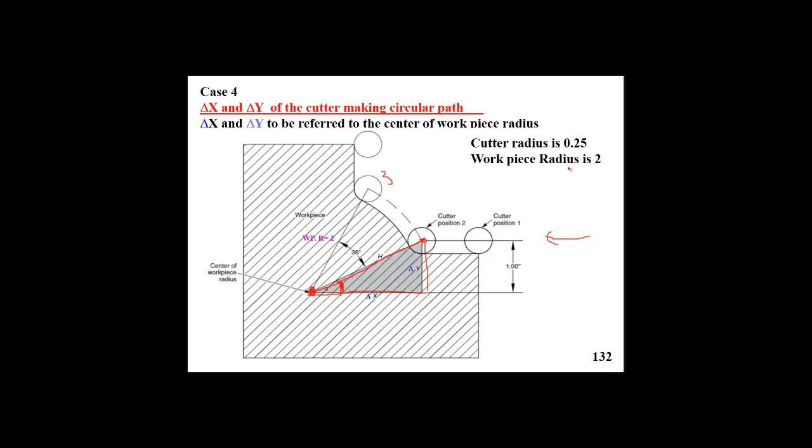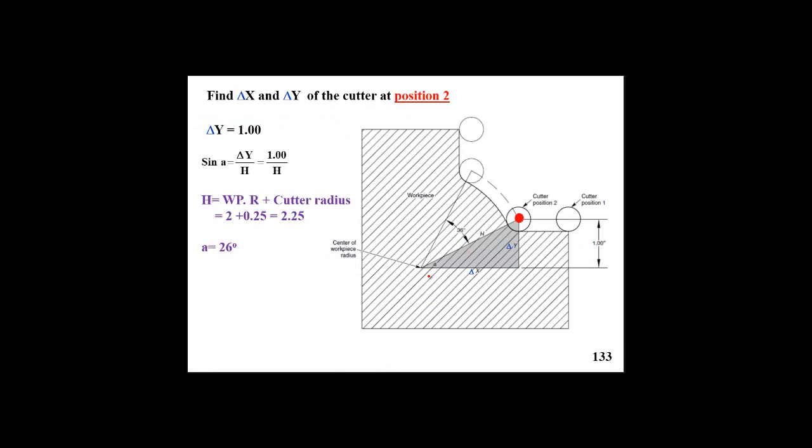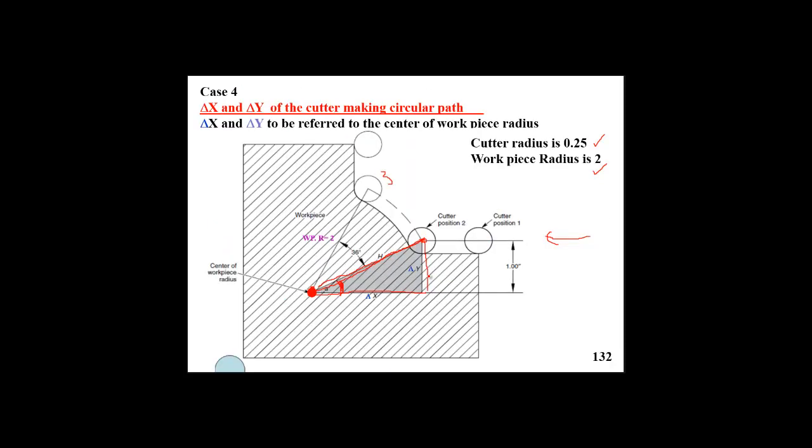We know the cutter radius. We know the workpiece radius, for example, 2. So if we add 2 plus 0.25, we will get that length. If we get that length, and we know that angle, then we can easily find the shift in the x direction and the shift in the y direction referred to the center of the curvature. That should be the root of the cutter, and it should go through that route.